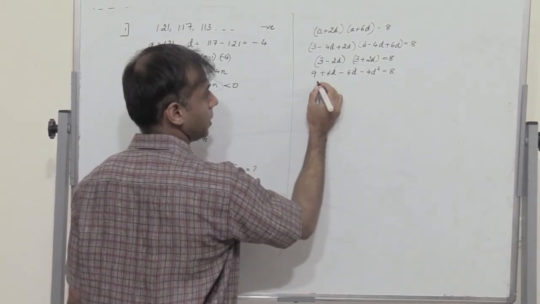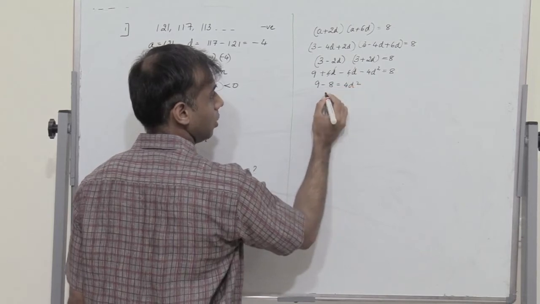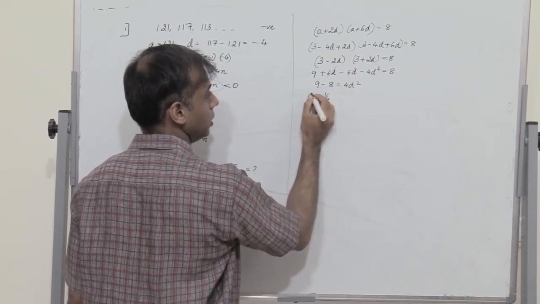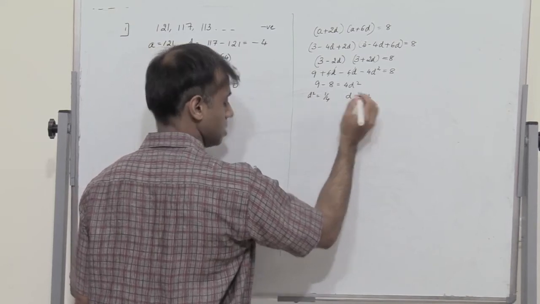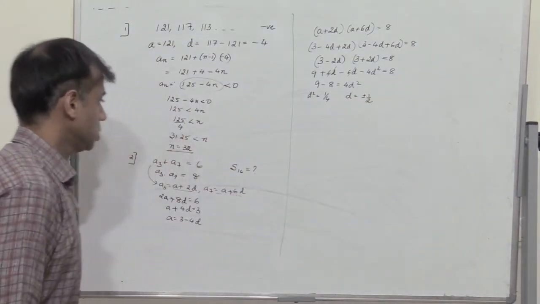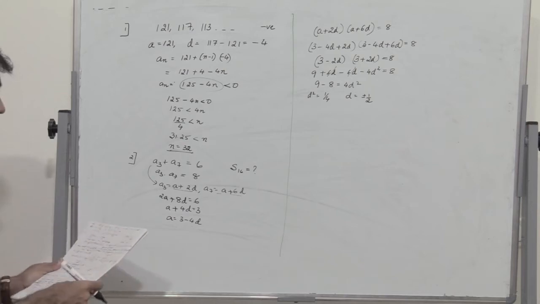So we have 9 minus 8 equals 4d square, or 1 by 4 equals d square, or d equals plus minus 1 by 2. So we have two values of d. So d can either be plus half or it can be minus half. So now let's try to find the value of S16 with these two values.